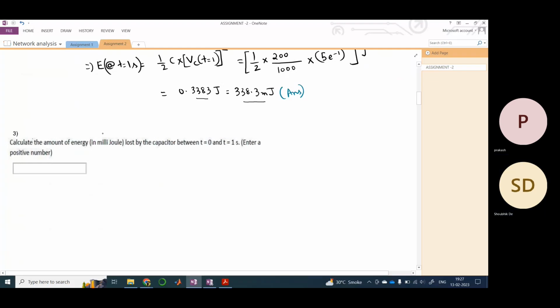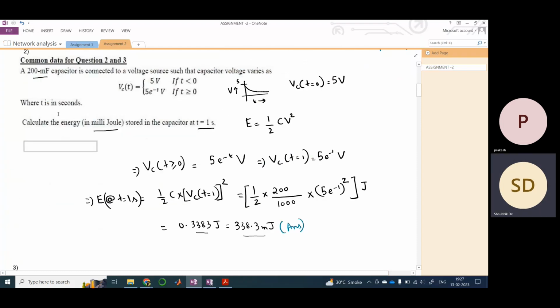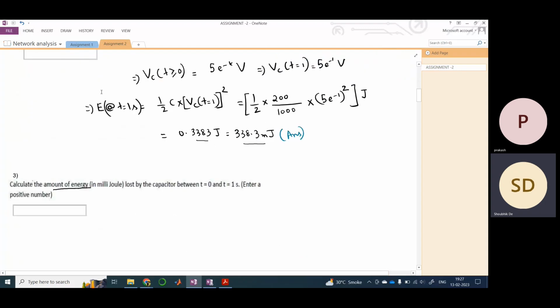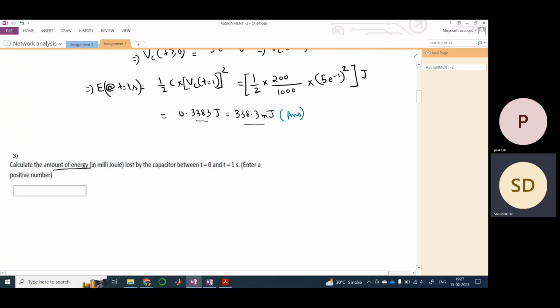Now here they are asking what is the amount of energy. This is connected to question number 2 only. As you can see, common data for question 2 and 3. So they are asking what is the amount of energy in millijoule lost by the capacitor between t equals to 0 and t equals to 1 second. Okay.